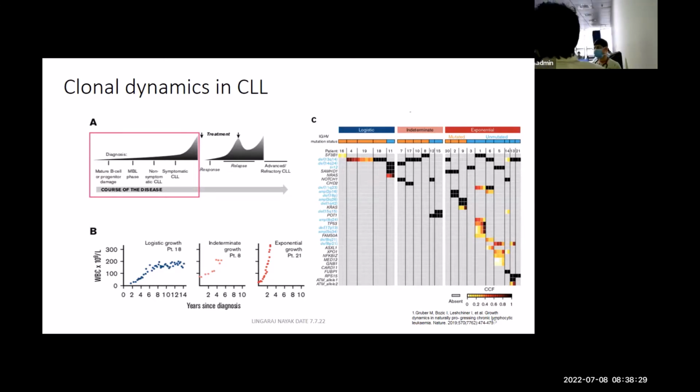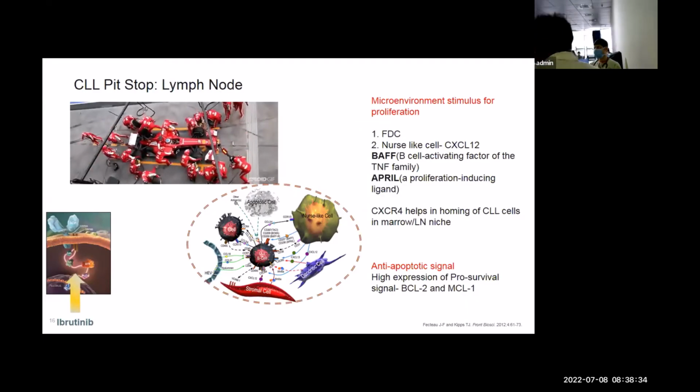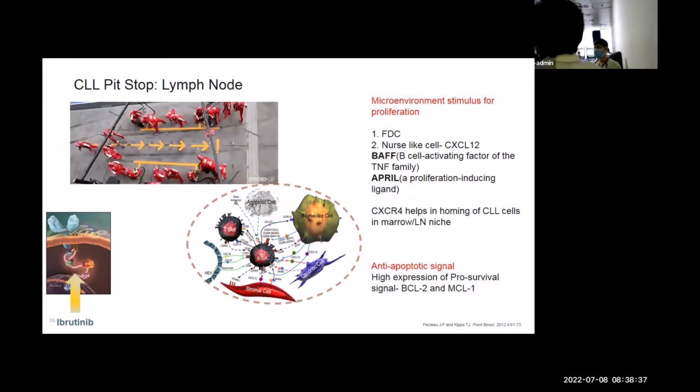So why it is important to understand this is that when you see a CLL patient in OPD, there is a 13q, right?